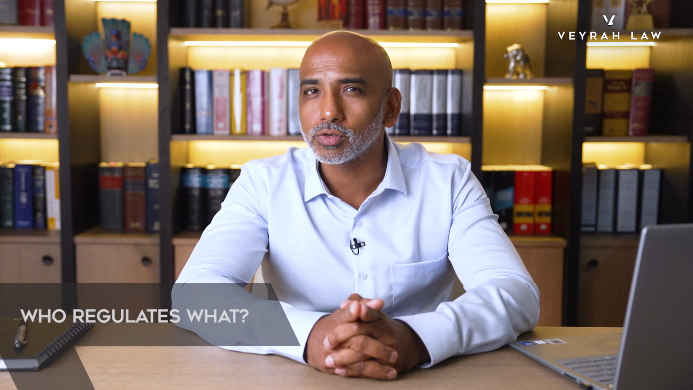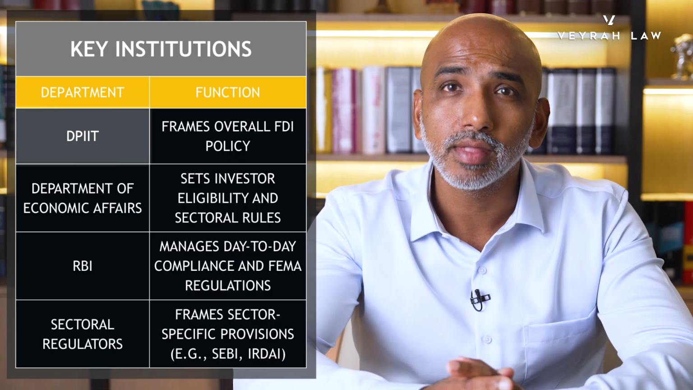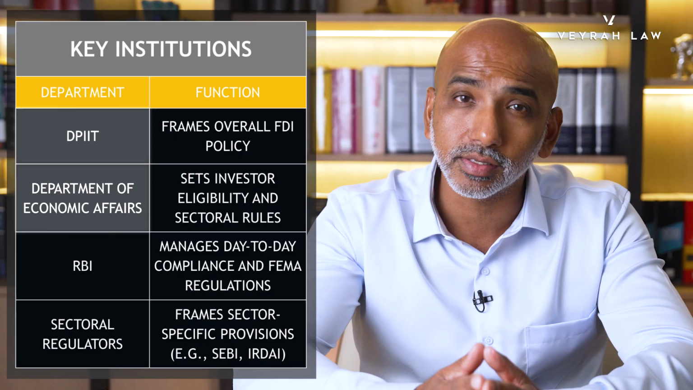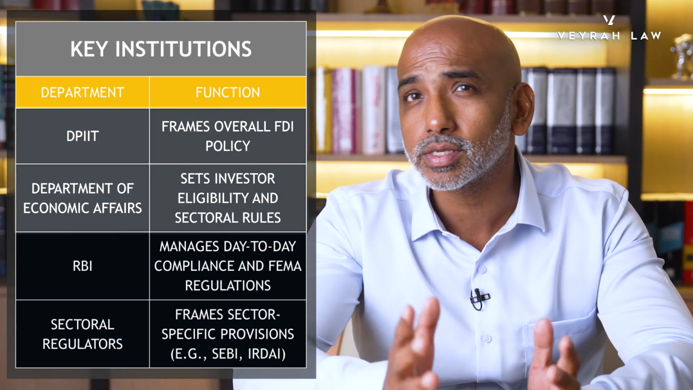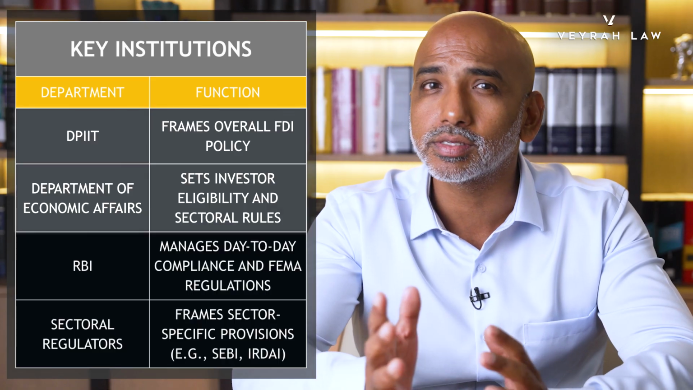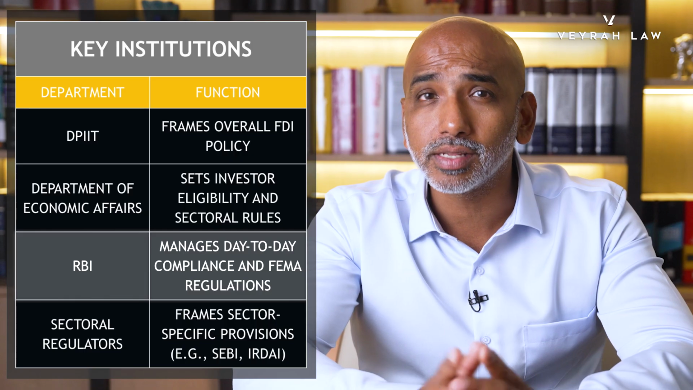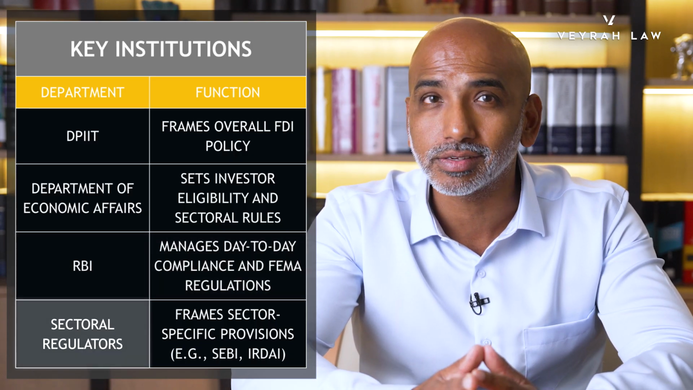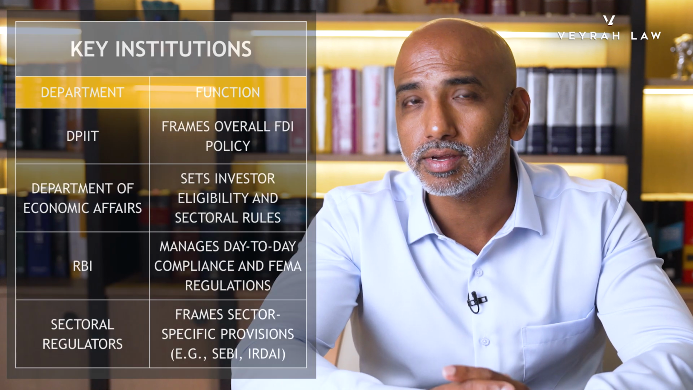While multiple institutions are involved, from the central government, you have the Department for Promotion of Industry and Internal Trade under the Ministry of Commerce. You also have the Department of Economic Affairs under the Ministry of Finance. These two organs of the government frame laws and policies with respect to certain matters under FEMA. The Reserve Bank of India manages day-to-day compliance and regulations under FEMA. Then you have sector-specific regulators like IRDAI, SEBI, the Reserve Bank of India.